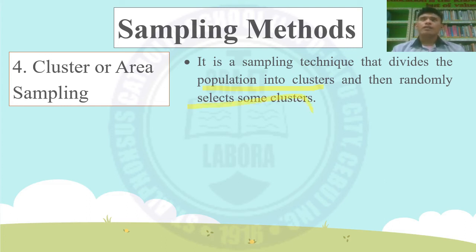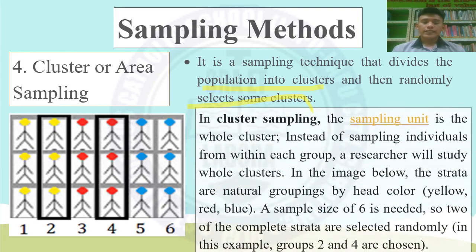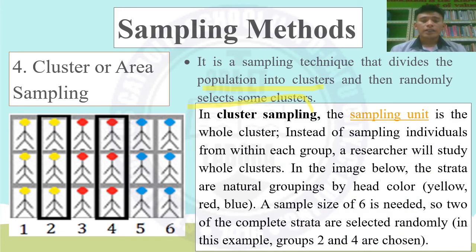So for example, with the cities of the Philippines, you will just randomly pick which city you want as your sample. Example, cluster 1, cluster 2, cluster 3, cluster 4, cluster 5, cluster 6. In cluster sampling, the sampling unit is the whole cluster instead of sampling individuals from within each group. A researcher will study a whole cluster.